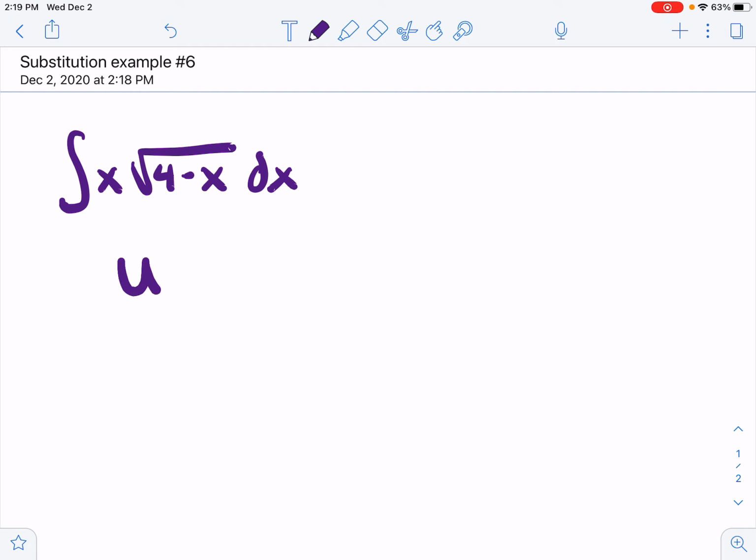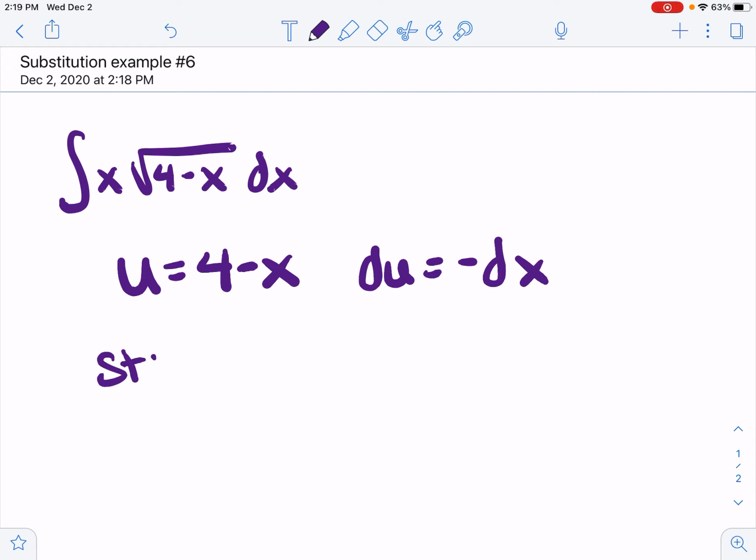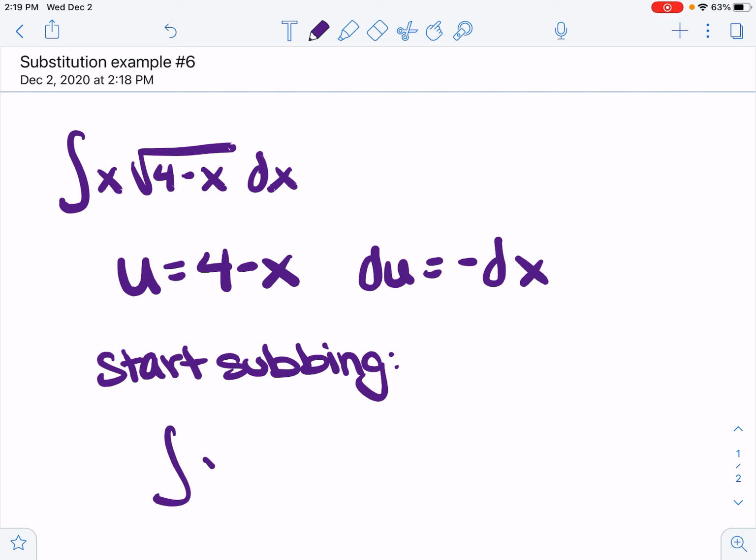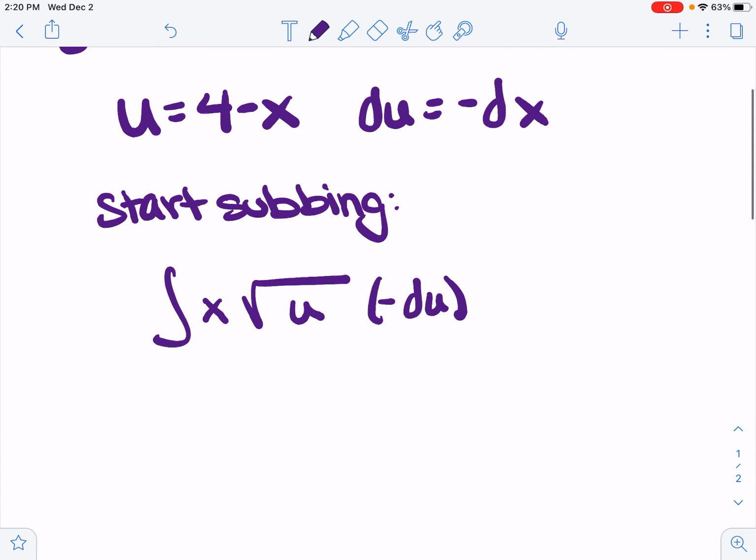Instead, we're going to try u equals 4 minus x. And it's going to look like this is not promising at all. du equals negative dx. We don't have just a dx, we have this x times dx. But let's start replacing things. Let's start substituting. And we get an x, and now I have a square root of u, and this dx is negative du, but I can't get it all in terms of u.